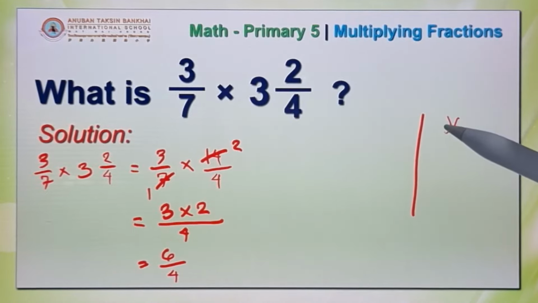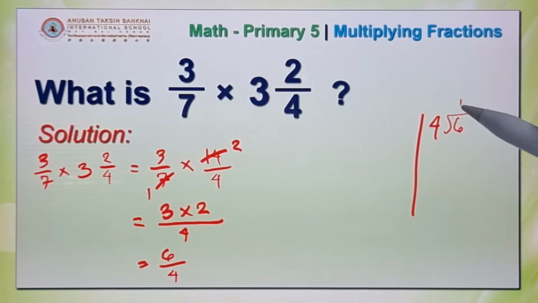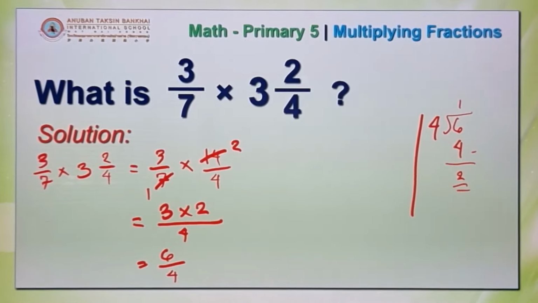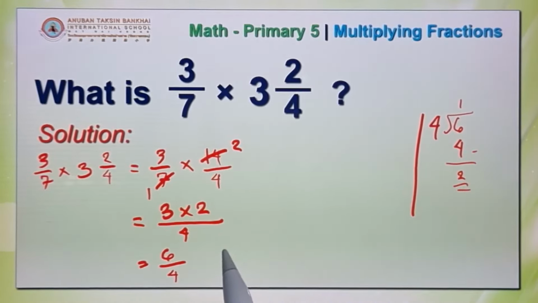We have 6 divided by 4, we have 1. 1 times 4, we have 4. 6 minus 4, we have 2. So our remainder is 2. So we write this as 1 and 2 over 4. Question: can we still simplify 2 over 4?